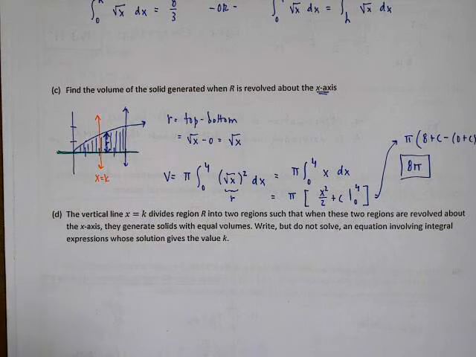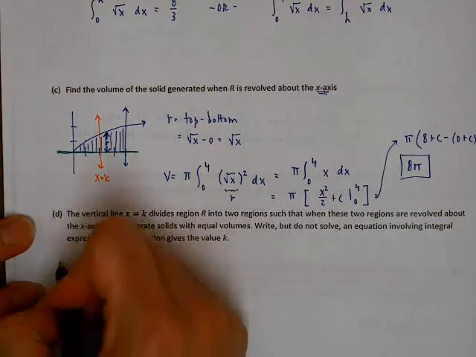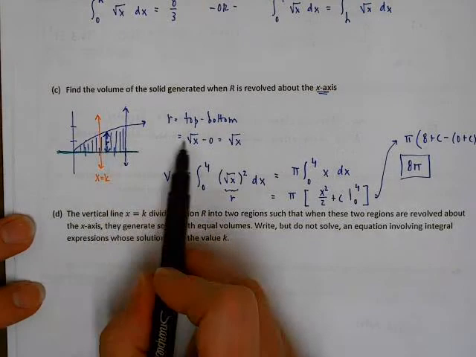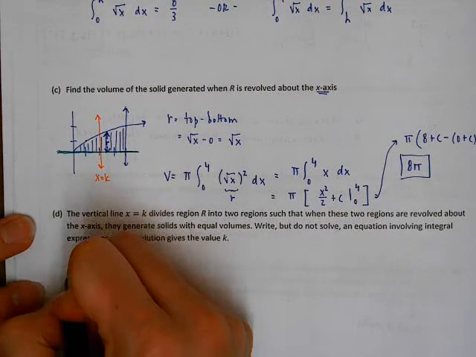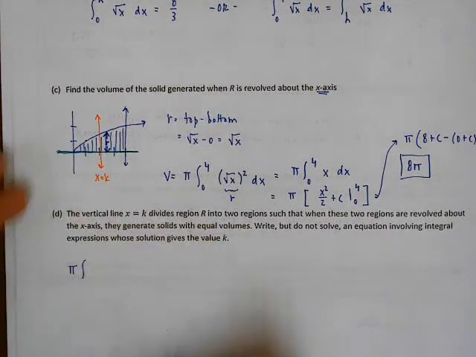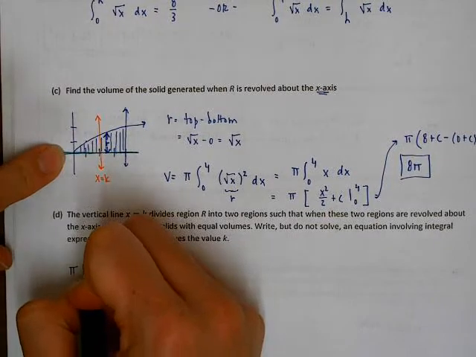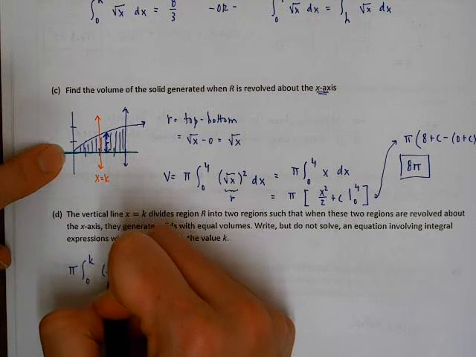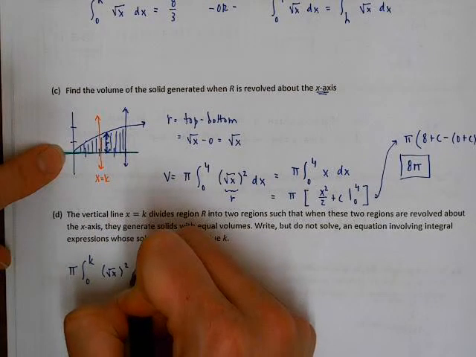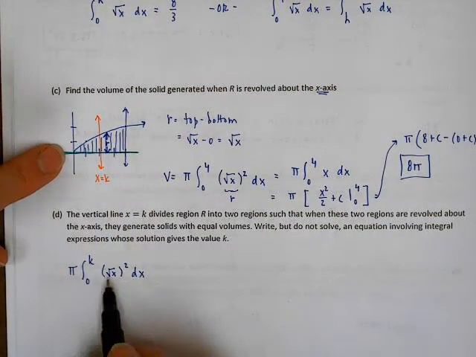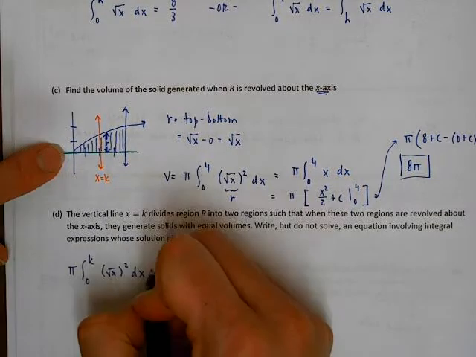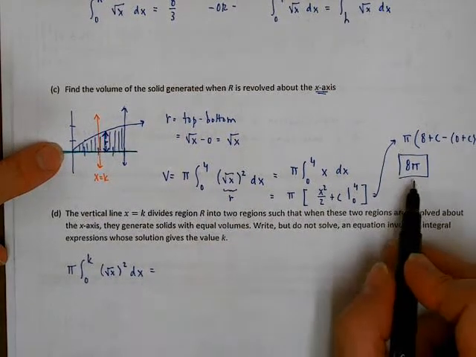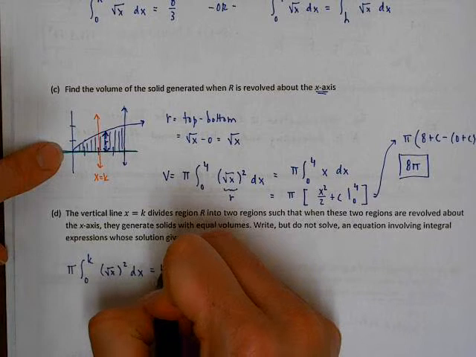So this is very similar to part B. The idea here is that our radius is still top minus bottom, and finding the volume from 0 to k, where r squared is square root of x squared dx, so that's my pi r squared, adding up all those areas, should be 1/2 of the total volume, or 4 pi.